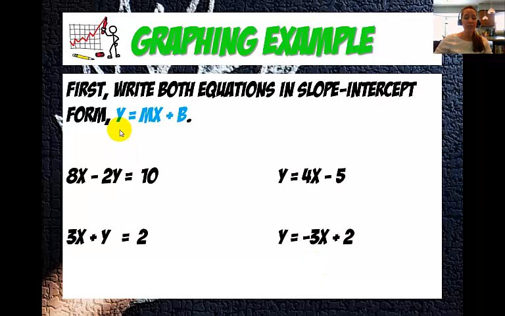Your first step is to put them in slope-intercept form. So here's slope-intercept form, where you want to have y all alone, and then your x is next after the equal sign, and then all your plain numbers stuck in the back, basically.